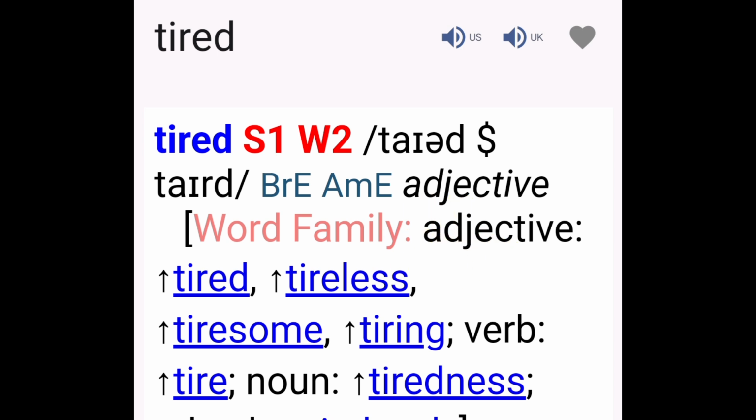Can I say I tired? No. The correct sentence is, I am tired. Since adjectives come after to be verbs, we say, I am tired. She is tired. He is tired. For beginner students, checking the part of speech is an essential step in learning how to use words correctly.